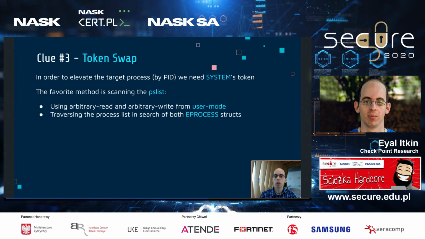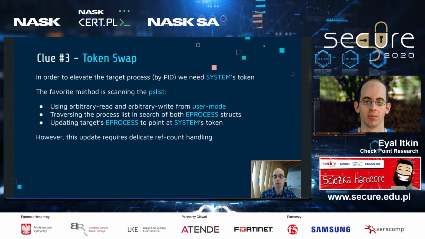Using these primitives, we traverse the process list and search for the e-processes of both our target process and system, and we update our target's e-process in order to point at the system's token. Since the token is a ref-counted object and we just added an additional reference, there is some delicate ref count handling we will need to do in order to avoid a blue screen when the target process exits.